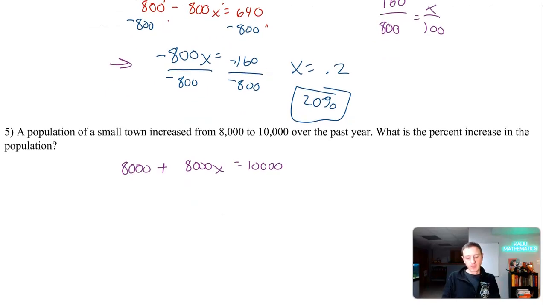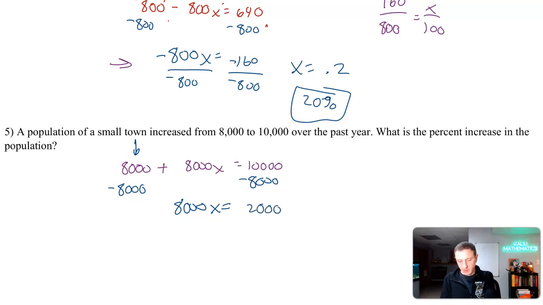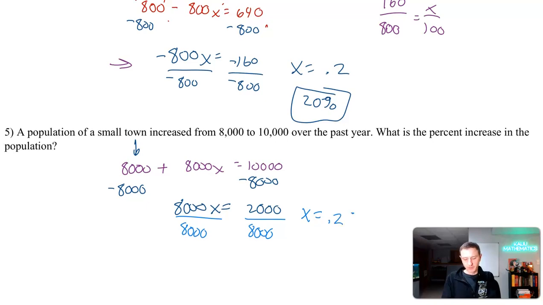So I'm just going to say starting point of the population plus 8,000 times a certain percentage is equal to 10,000. So then we subtract 8,000, and we get 8,000x equals 2,000. I think I just put 20,000. Yes, I did. Divide by 8,000. X equals 2,000 divided by 8,000, which is 0.25. So the increase was a 25% increase. So we could rewrite that as 25%.